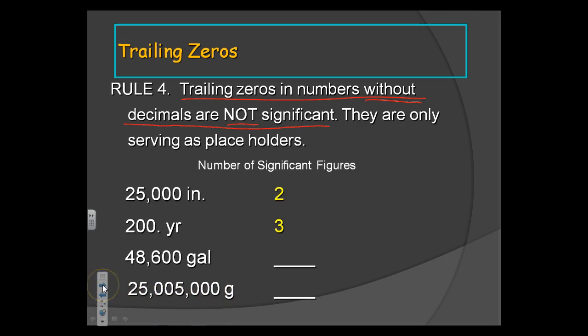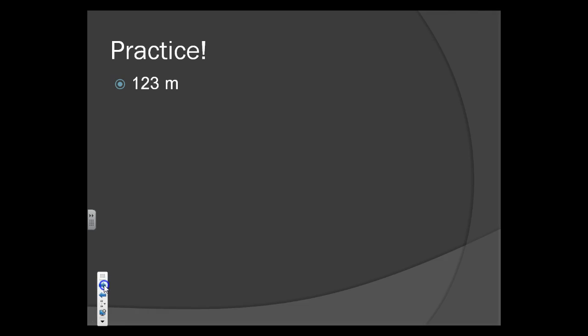So let's practice identifying sig figs. This number has 3 sig figs. This number also has 3 sig figs. Take a look at this number. It has 5 sig figs. These zeros are significant because they are sandwich zeros.